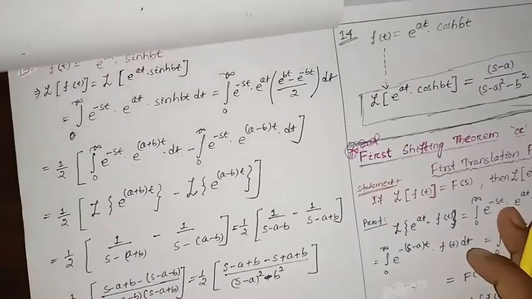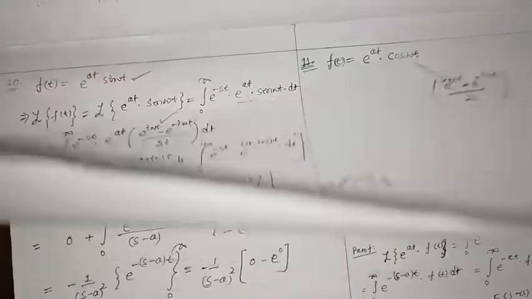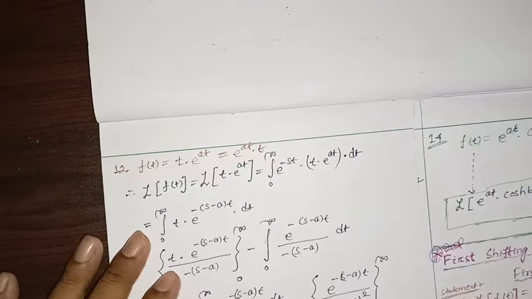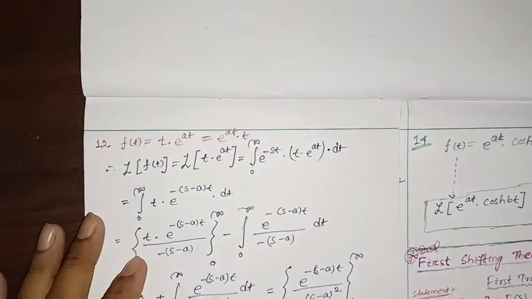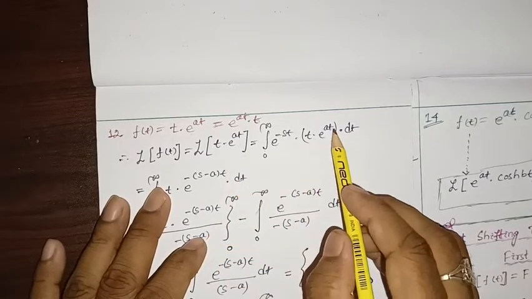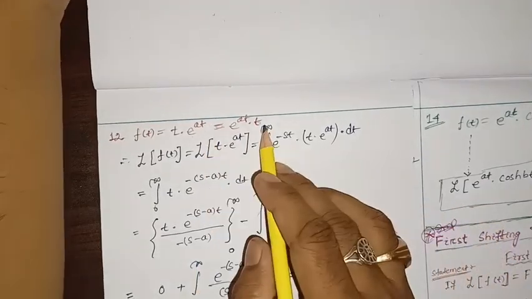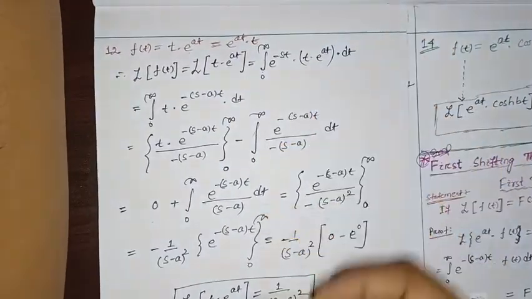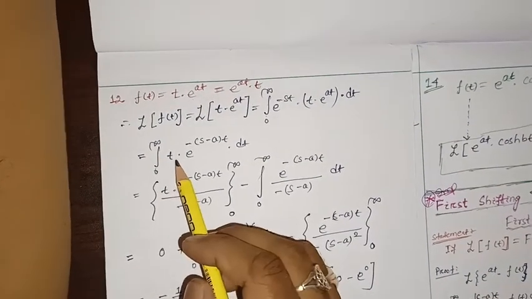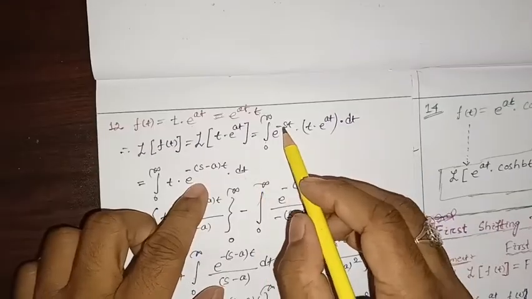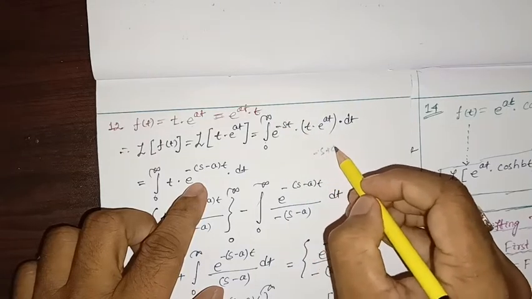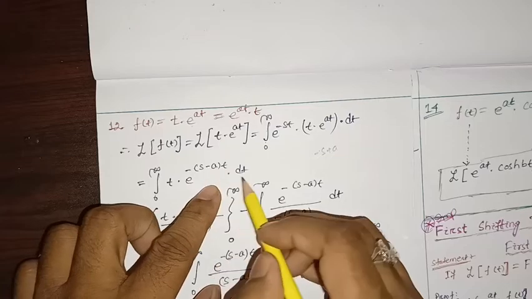Okay, next we are going to go for number 12, the function t into e to the power at. Always in this format you have to write e to the minus st into t into e to the at dt. Suppose this question is asked for 3 marks or 2 marks, you have to do these steps. So 0 to infinity t into e to the power, here you can see minus (s plus a)... if I take minus common, this will be (s minus a) into t into dt.